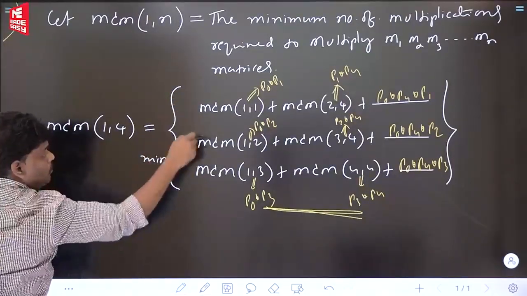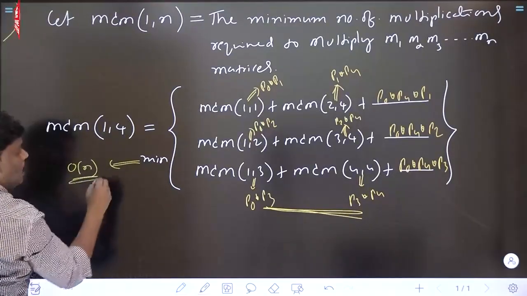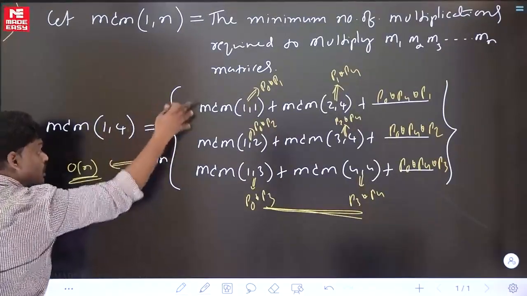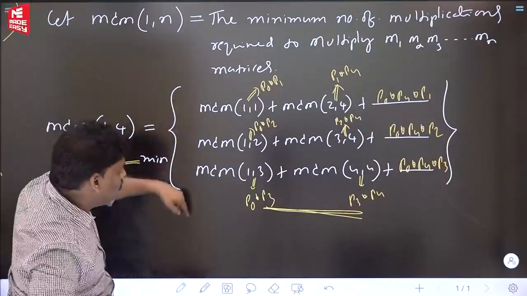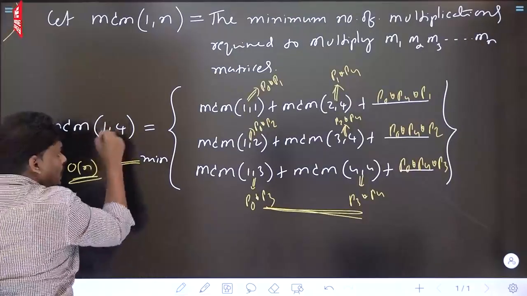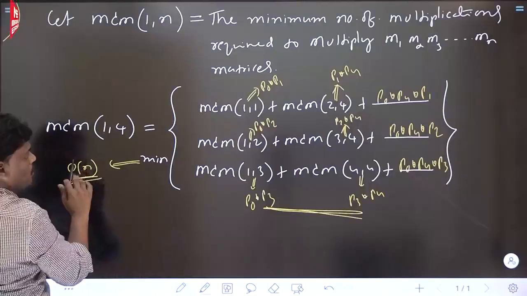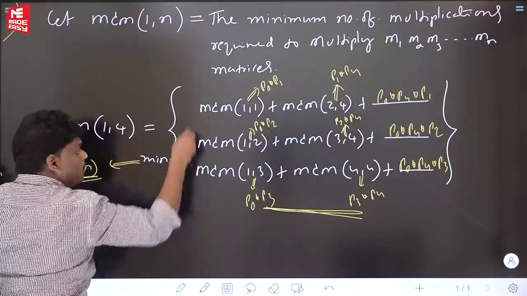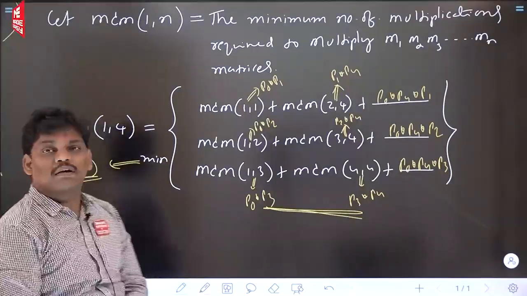Out of n minus 1 people, finding minimum will take order of n time. Because of 4 only 3, which will take constant. If at all 4 people, here 3, out of 3 taking minimum, which will take constant. If at all 10 people, 9 people, out of 9 taking minimum, that is also constant. But if it is n minus 1 people, out of n minus 1 people finding minimum, order of n, try to remember.